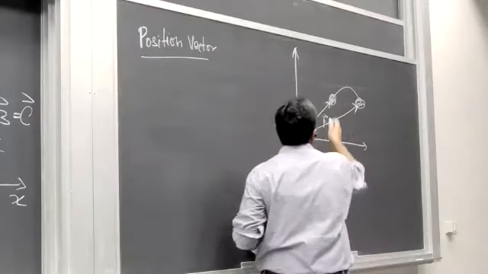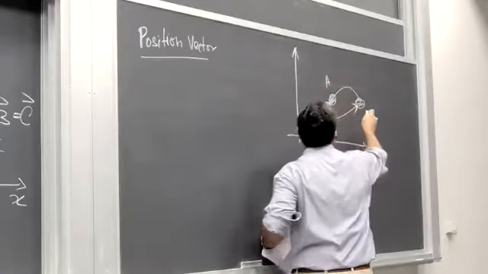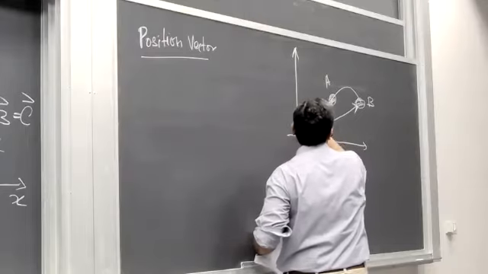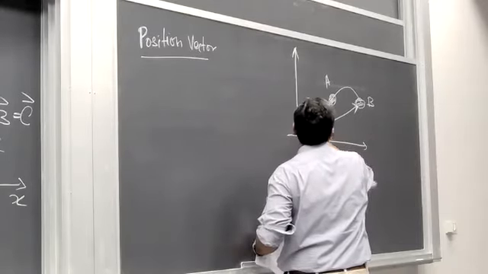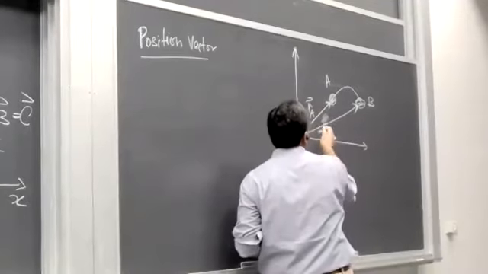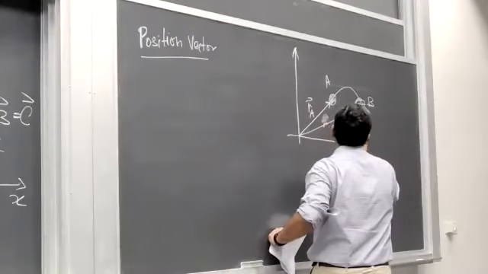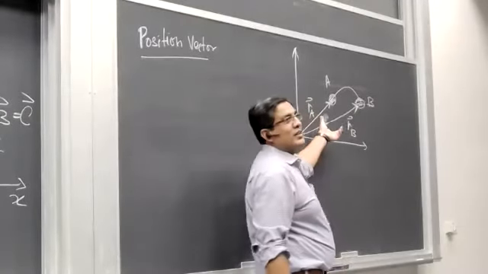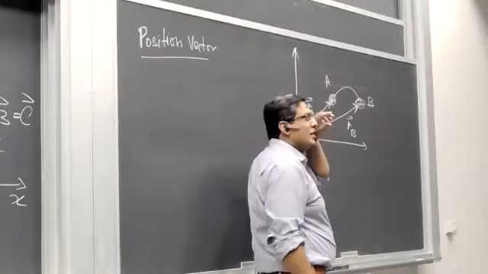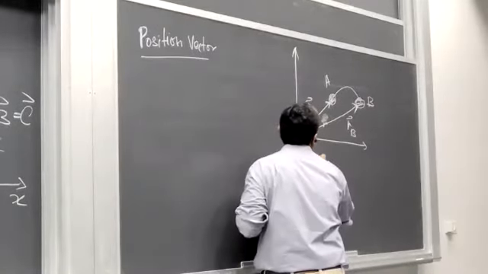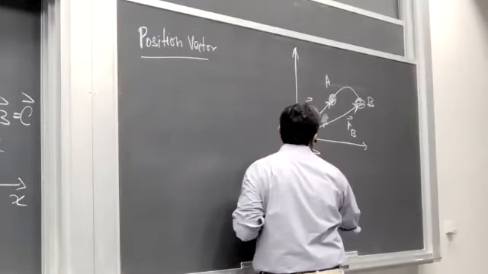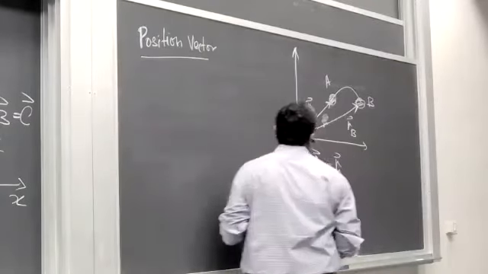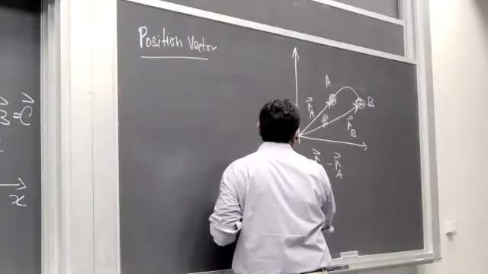So let's say that we call the first position A and the second position B, and call the position vector pointing to the first position RA, and the position vector pointing to the second position RB. It's very interesting. The difference of these two vectors would give me the displacement. So the change of the position vector, RB minus RA, that is the displacement.